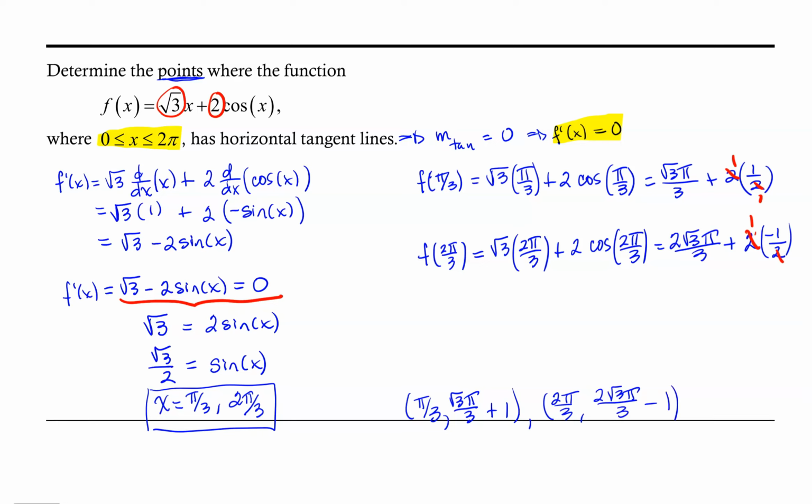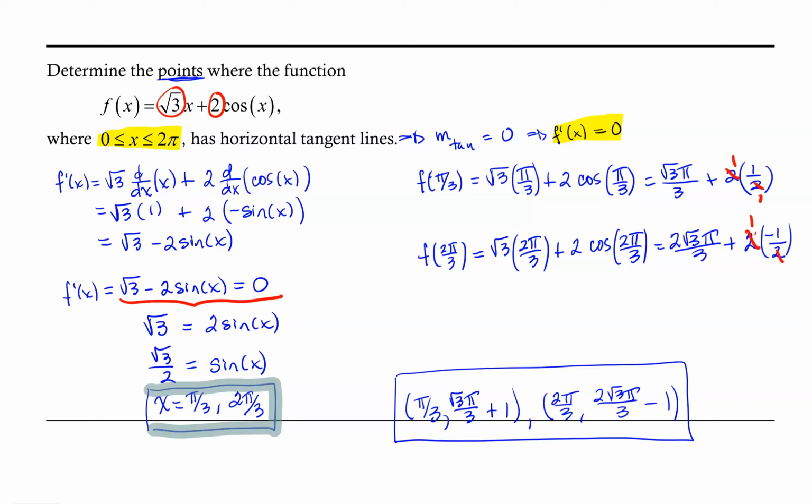Now, recognizing that the question actually asked for points where the tangent line is horizontal, our answer should be these ordered pairs and not simply the x locations of those points. I hope this helps.